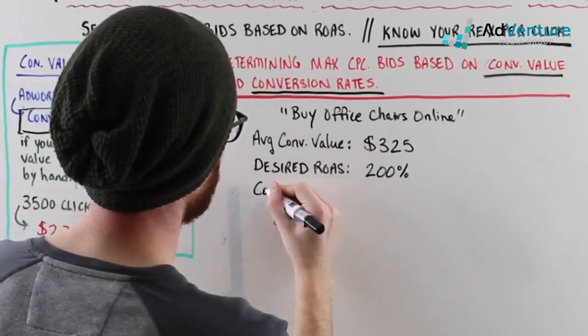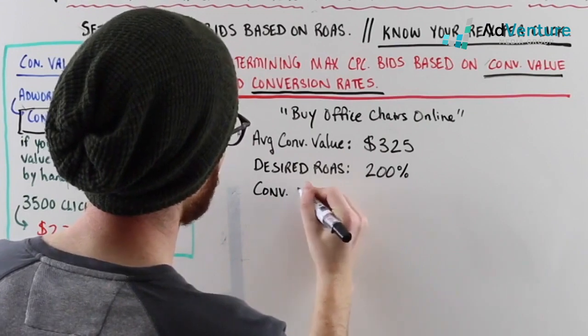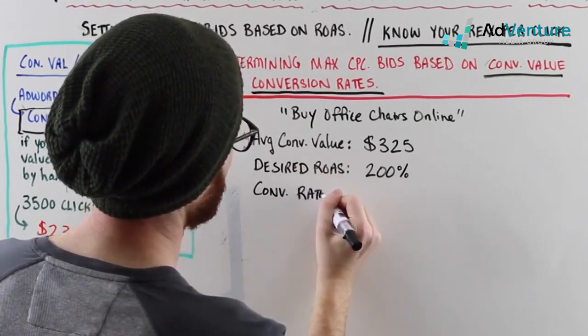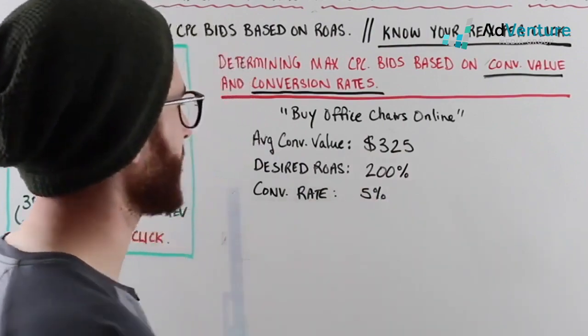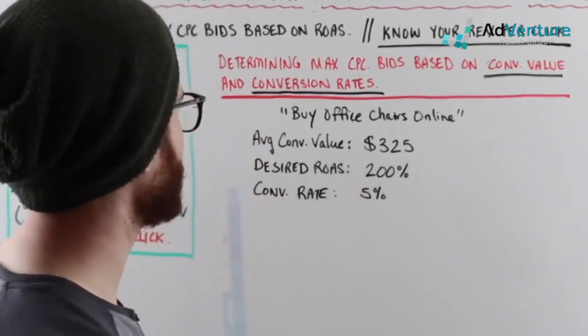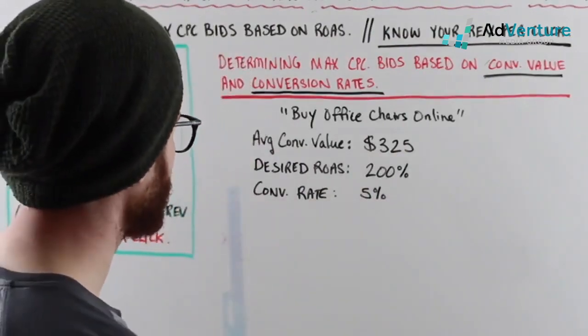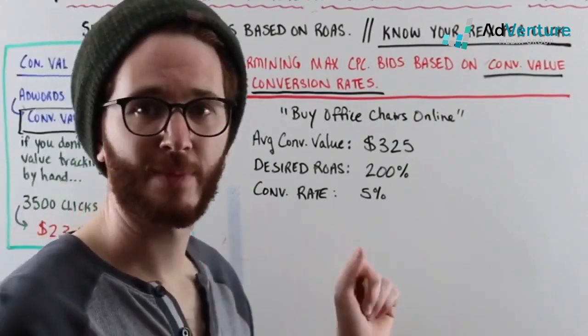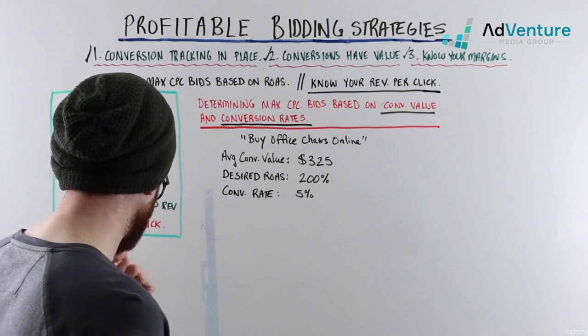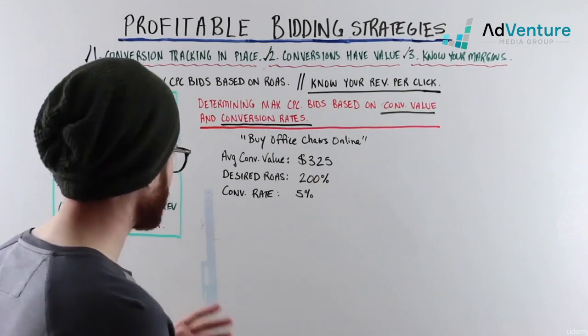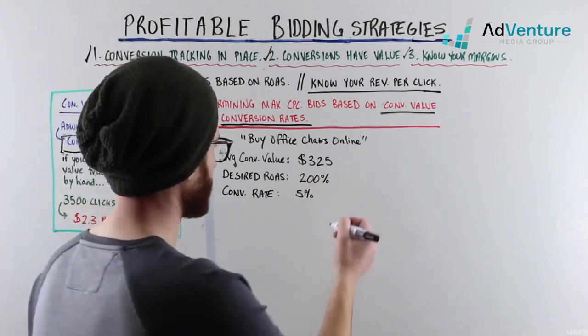So let's say our conversion rate was 5%, okay? And this is all information that's going to be right there in your AdWords account. So our average conversion value in this scenario is $325. Our desired return on ad spend is 200%, and our conversion rate is 5%. Okay? Now the way to calculate this is as such.